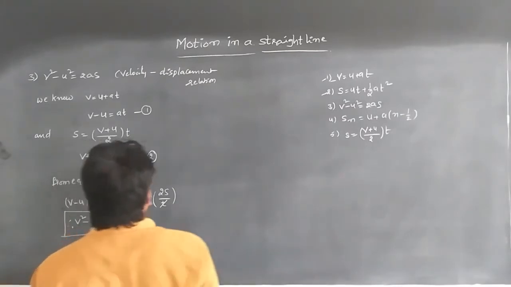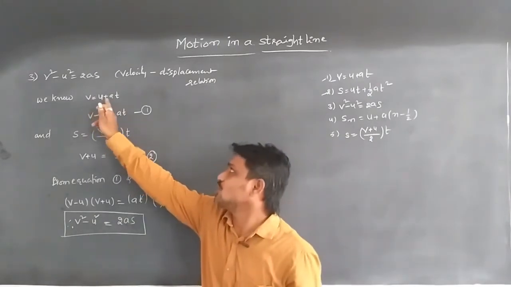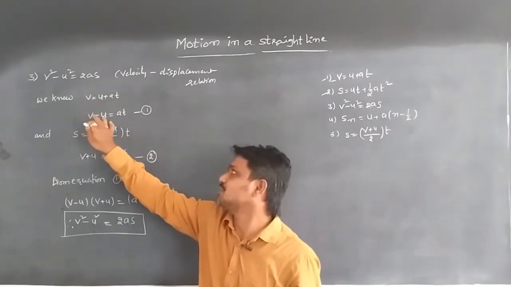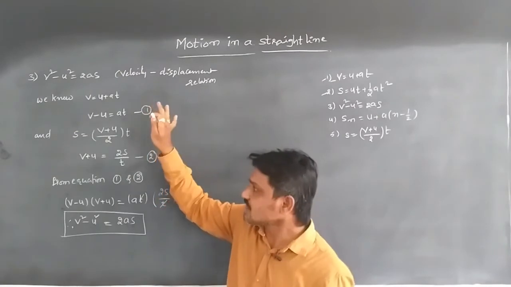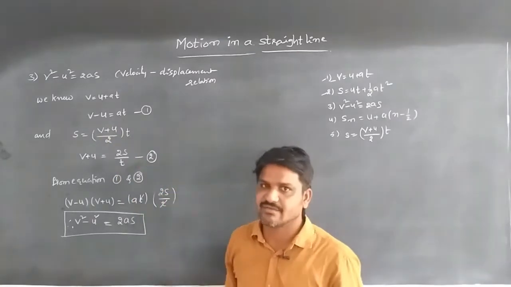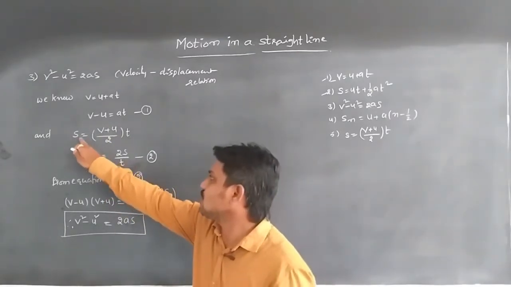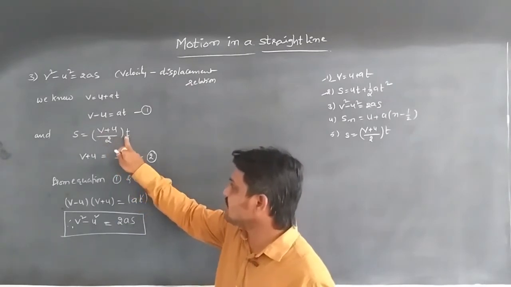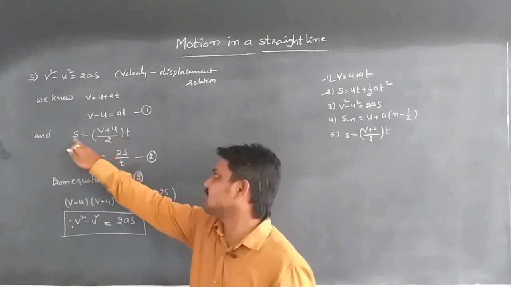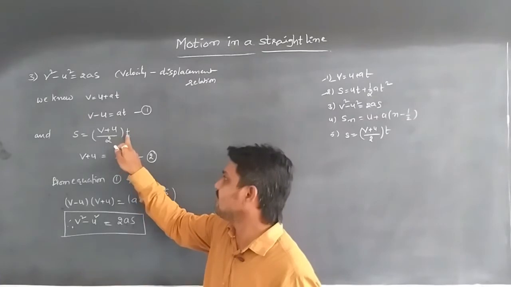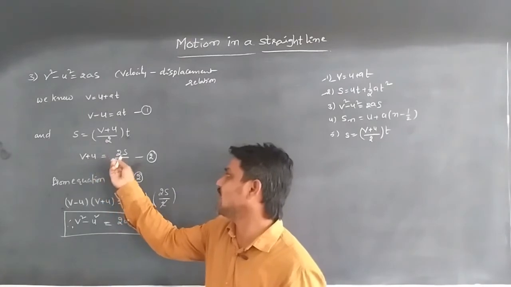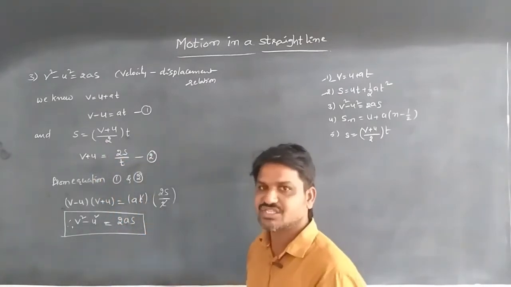Here once again we know that v is equal to u plus at. From this relation we write that u is taken to this side, then it becomes v minus u is equal to at. Then already we know that s is equal to v plus u by 2 into t, that is the equation for the displacement. From this relation, by taking 2 to this side it will be multiplied, and t taken to this side will become a denominator. Then v plus u is equal to 2s by t, that is considered as equation number 2.